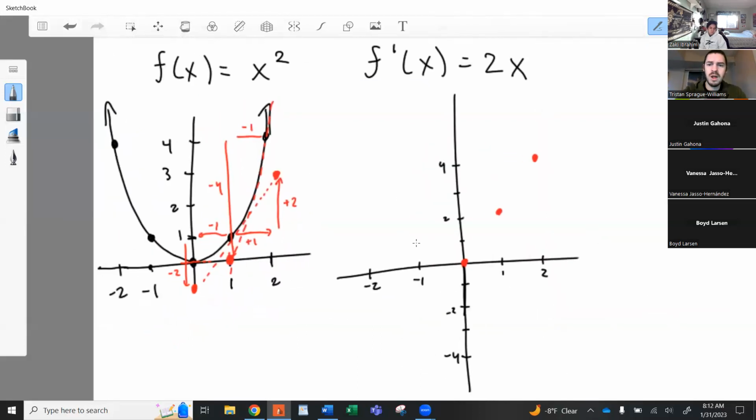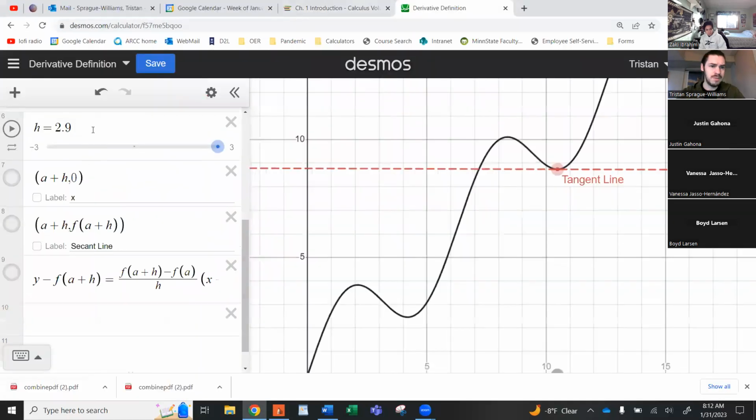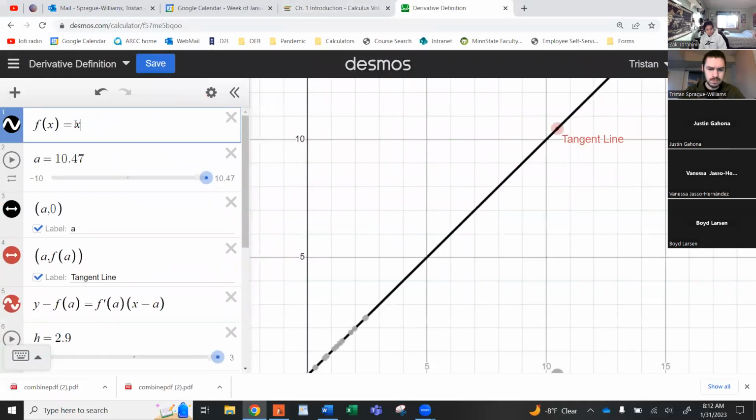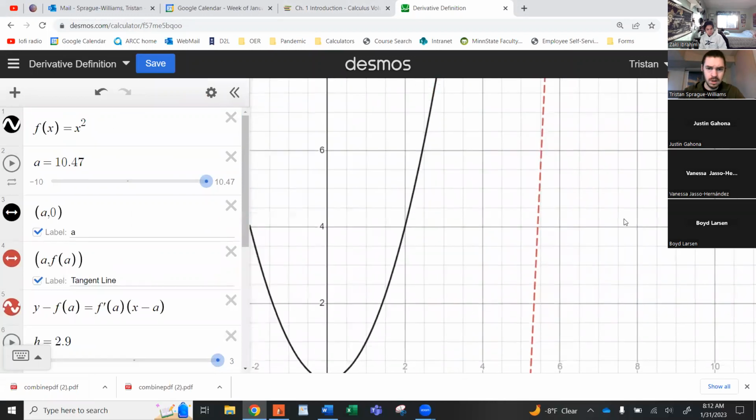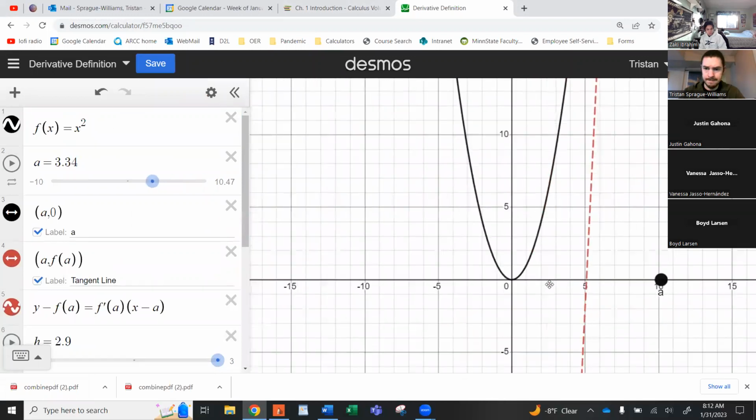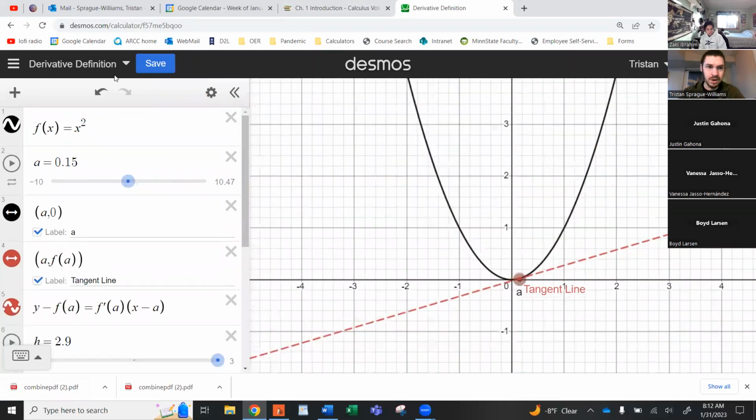The point is that all of the y values on this graph correspond to the slopes of the tangent lines on the original graph. I've just done it at 3 points, 0, 1, and 2, but we could have done it at any point in between. Just to demonstrate that, I did it at 0, here's x squared.